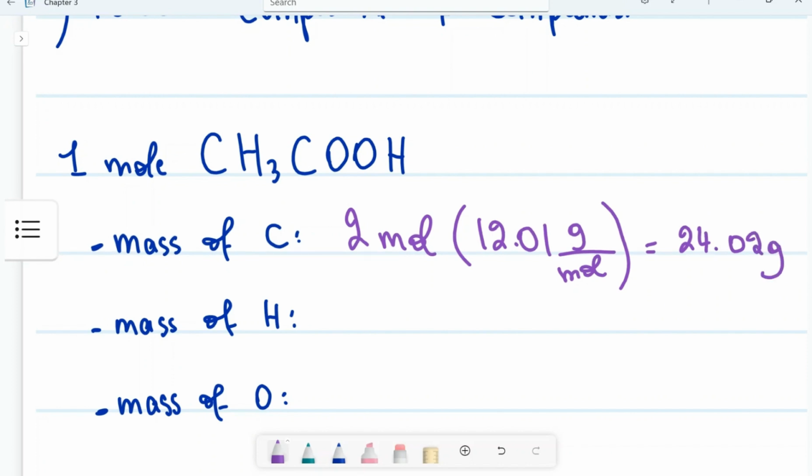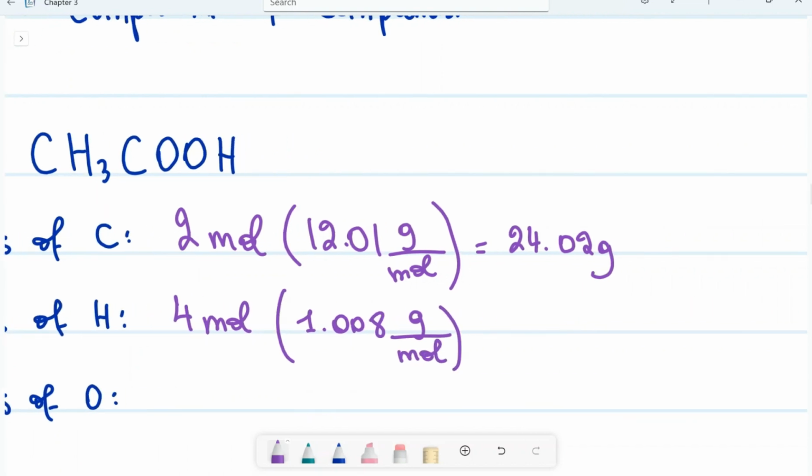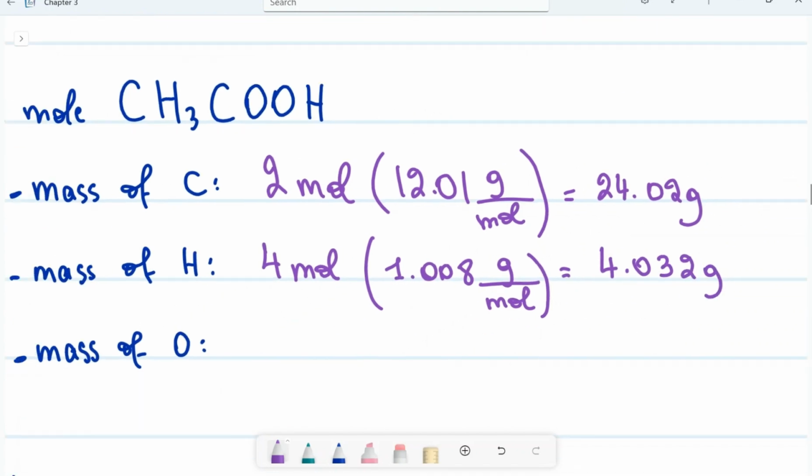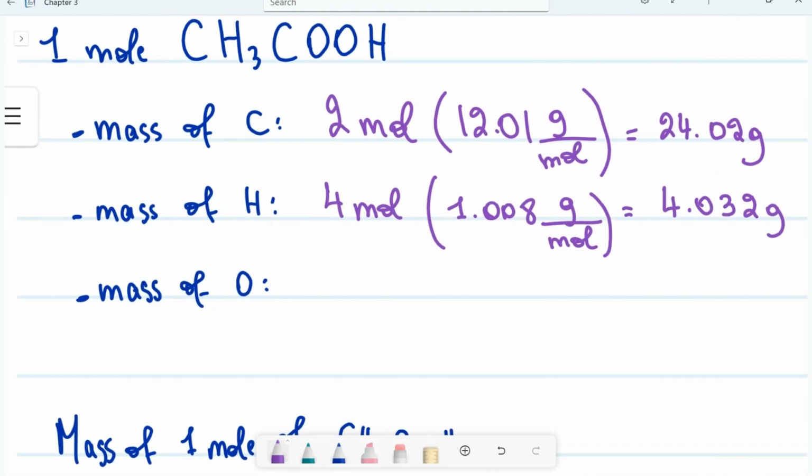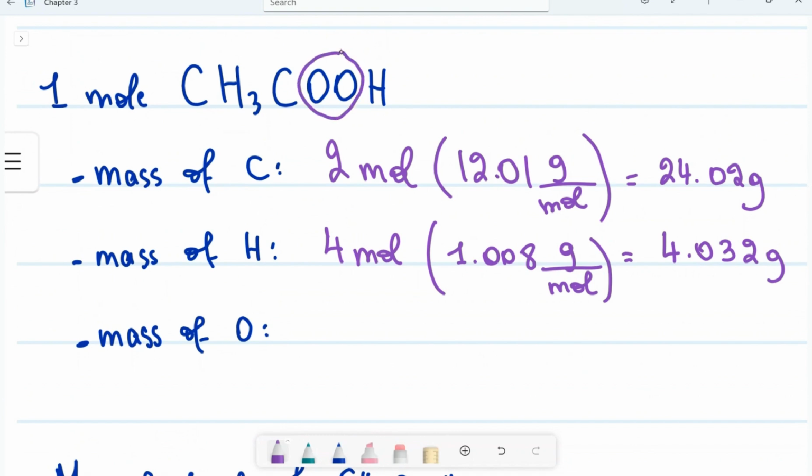We do the same thing for hydrogen. For hydrogen, we have 3 hydrogens here and the fourth one here. So we have 4 moles of H. We go up to the periodic table and we notice that under H, the number written below it is 1.008. This is grams per mole, and we get an answer of 4.032 grams. Now for oxygen, we have 2 oxygens right here, so this is 2 moles.